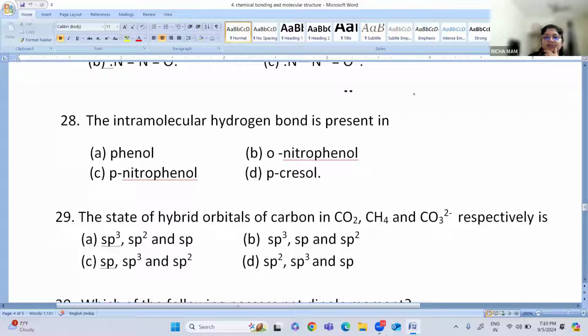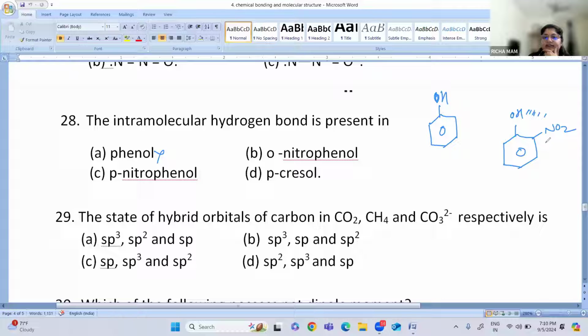Intramolecular means again within the same molecule. Now if I write the structures of the molecules, this is phenol. Within the same molecule, there is no hydrogen bonding here, so this is wrong. What is the structure of orthonitrophenol? So this is orthonitrophenol.